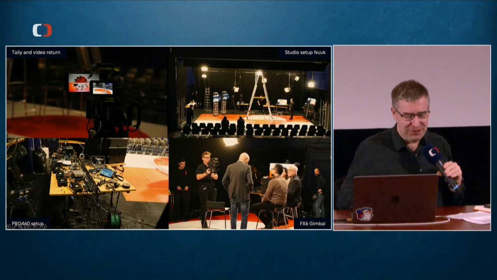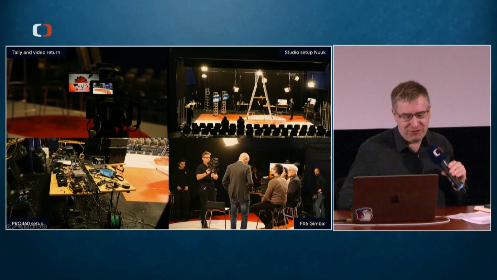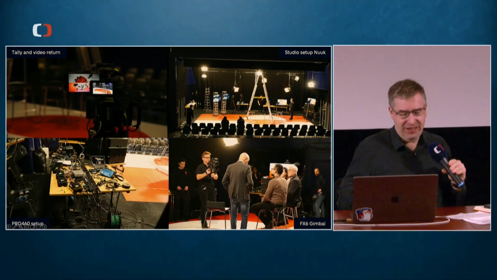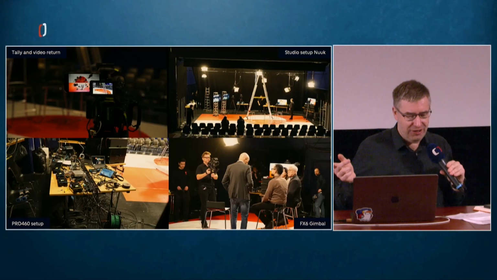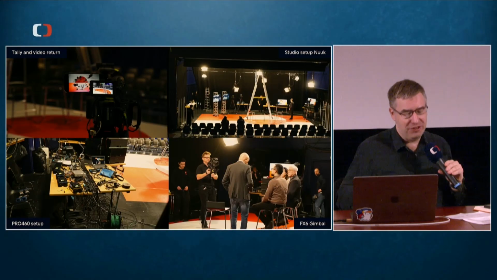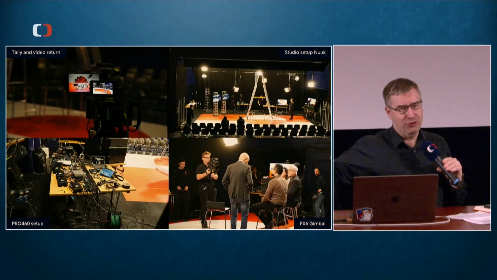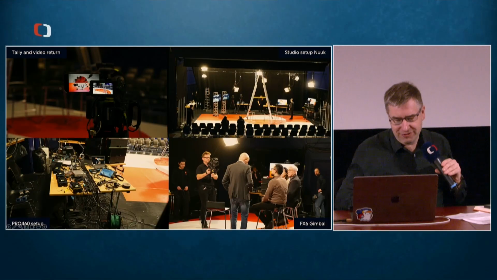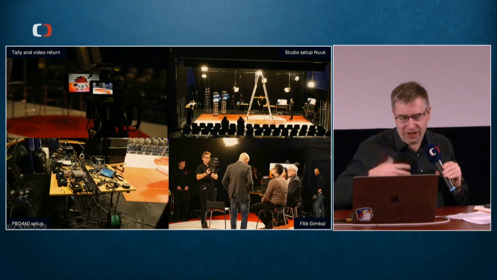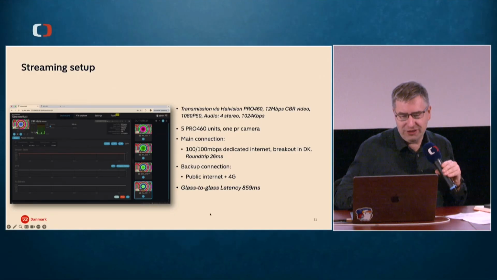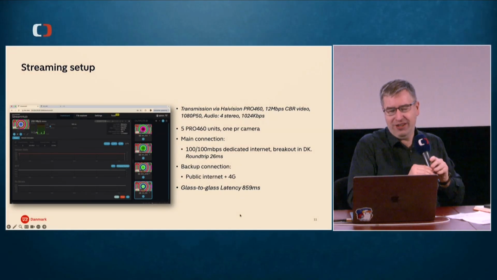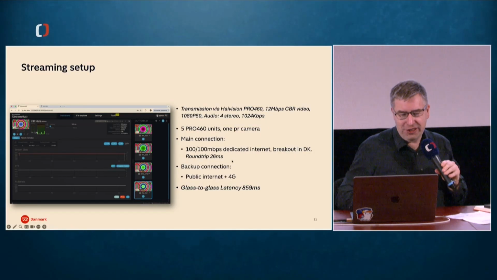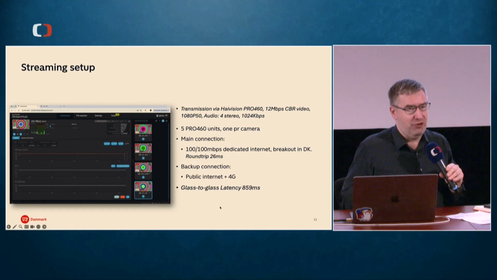So basically, they used a bunch of our transmitters. They had a single leased line, 100 megabits between Copenhagen and Nuuk, and they needed to fit everything into that. And our encoders were used for the transmission. Here's the explanation on that. And I think they had a good round-trip time on that. And then a backup connection, just whatever public connections they had.